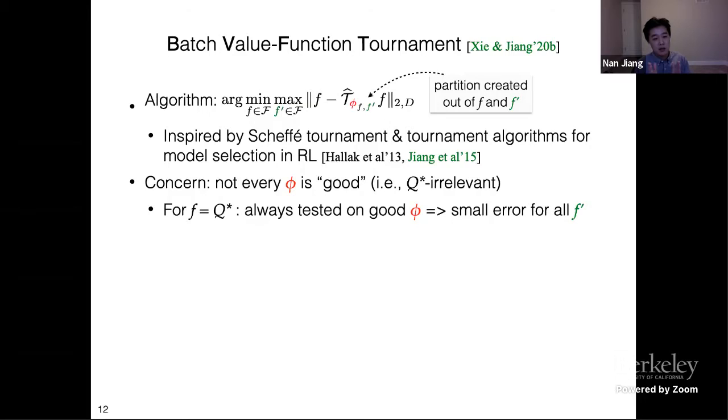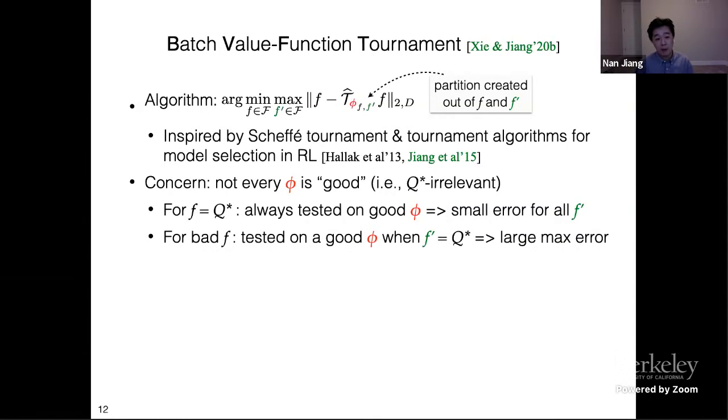And the reason is because if your candidate function f is really good, for example, it's Q-star itself, then among all the comparisons that it is involved in, it is always tested against a good phi, because that phi is always created out of itself. So it's always Q-star relevant. On the other hand, if you have a bad f, then among all the comparisons, there is at least one comparison to reveal its deficiency. That is, when this function is compared against Q-star as its competitor. So that's enough to reveal the error. And that's why we take the maximum over all f prime in our algorithm.